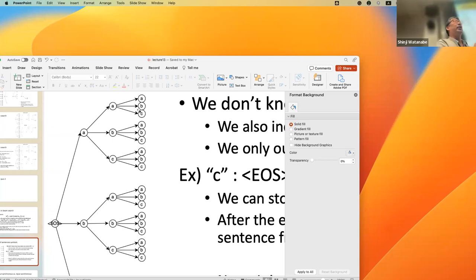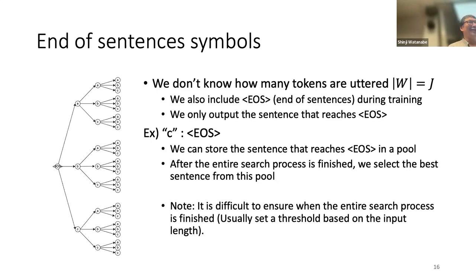Usually, we set this maximum length proportional to the input length. So this maximum length is reasonable, but by setting this and then expanding, we usually get a list of sentences that go to the end of sentence. Again, beam search has a lot of heuristics. It's a very good question.